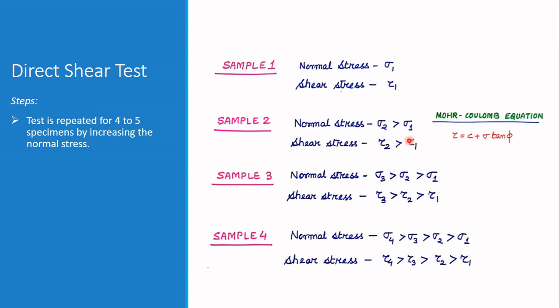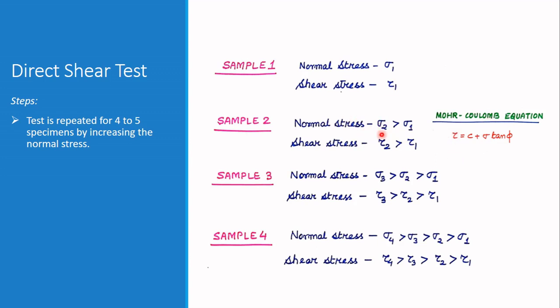Now why is this so? Because of the Mohr-Coulomb equation. The Mohr-Coulomb equation is tau is equal to C plus sigma tan phi, and I told you that the shear stress is actually a function, or a dependent function, of normal stress. So if I increase the normal stress, shear stress will also get increased, right?